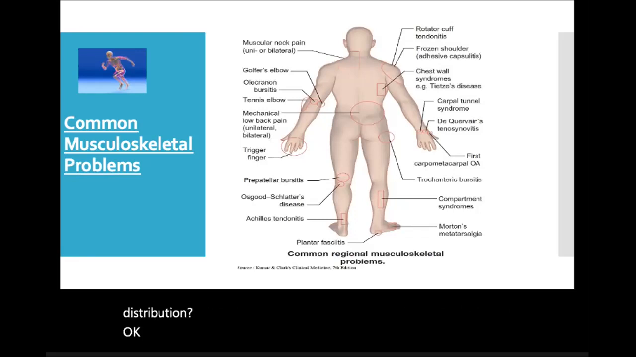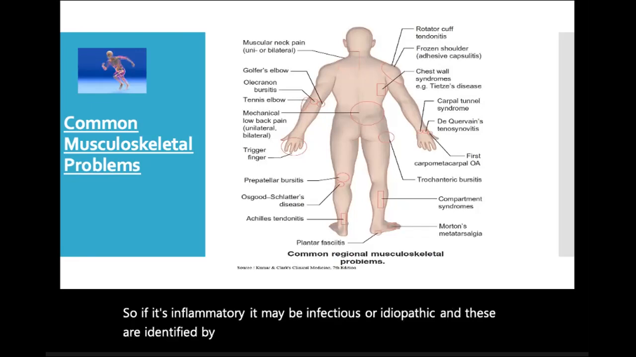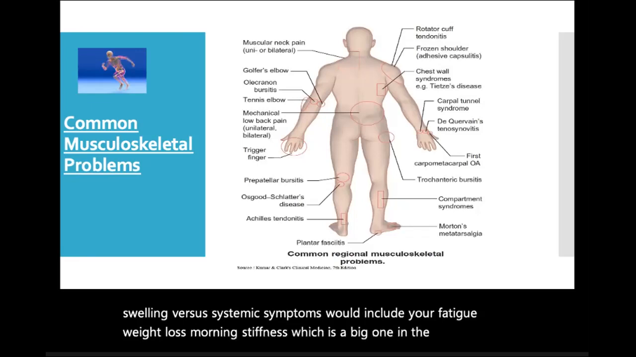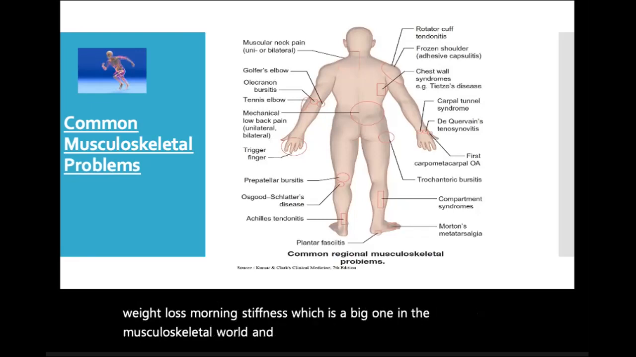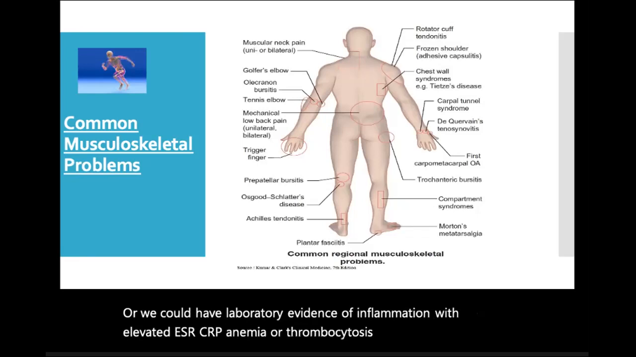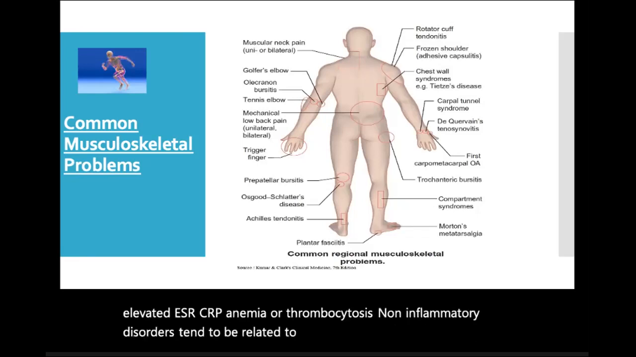Okay, so if it's inflammatory, it may be infectious or idiopathic. And these are identified by the presence of erythema, warmth, pain, and swelling, versus systemic symptoms, which would include fatigue, weight loss, morning stiffness, which is a big one in the musculoskeletal world, and fever. Or we could have laboratory evidence of inflammation with elevated ESR, CRP, anemia, or thrombocytosis. Non-inflammatory disorders tend to be related to trauma, like a meniscus tear, osteoarthritis, a neoplasm, or fibromyalgia.